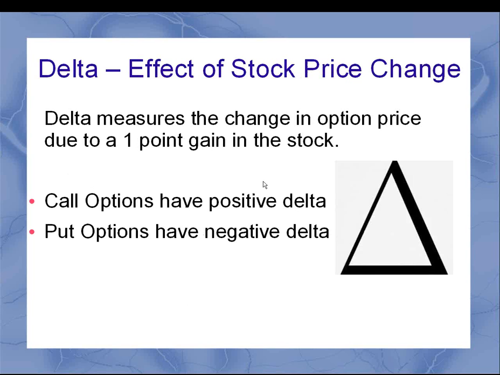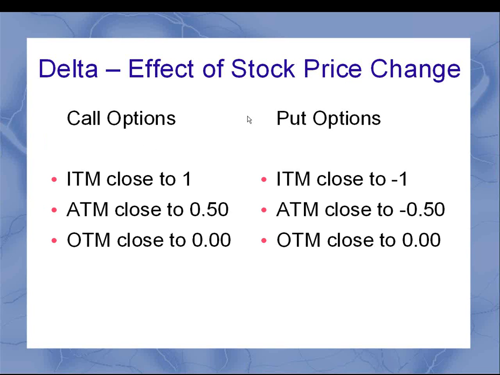All right, first basic view, delta. The biggest one we probably pay attention to. The delta is what we'd expect to see the change in our option's price based on a 1-point movement on the stock. Okay, 1-point gain in the stock price. Call options will have a positive delta, and put options, of course, have a negative delta.